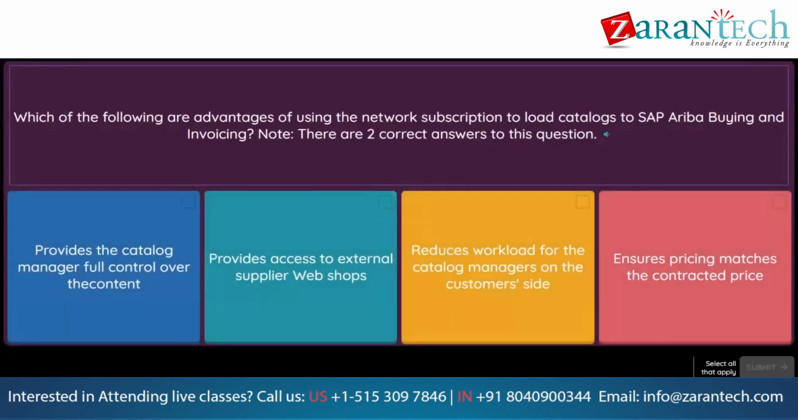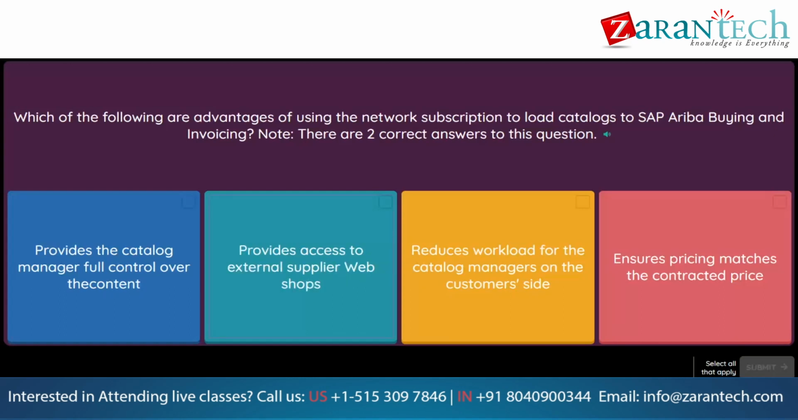Question: which of the following are advantages of using the network subscription to load catalogs to SAP Ariba Buying and Invoicing? Note: there are 2 correct answers to this question. Option 1, provides the catalog manager full control over the content. Option 2, provides access to external supplier web shops. Option 3, reduces workload for the catalog managers on the customer's side. Option 4, ensures pricing matches the contracted price.